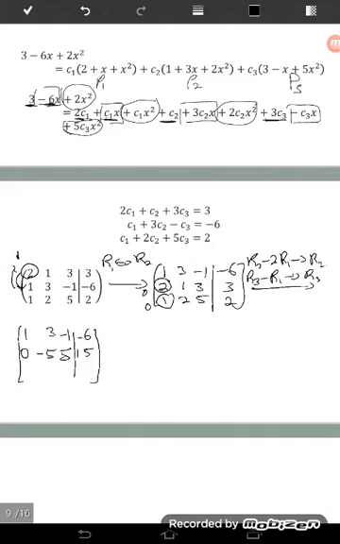Okay. And then for the third row, row 3 minus row 1. So 1 minus 1, 0. 2 minus 3, negative 1. 5 minus negative 1 becomes 6. Then 2 minus negative 6, so 2 plus 6, which is 8.